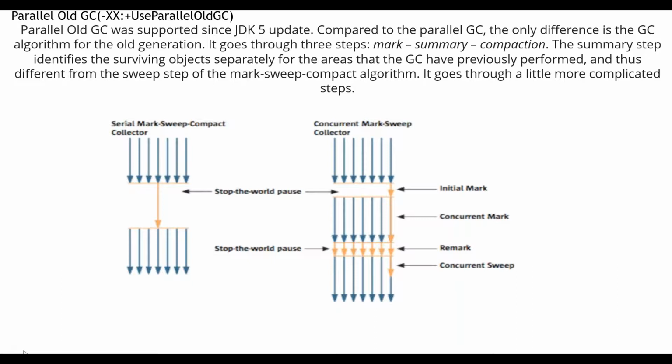Now you can see this diagram represents the phenomenon of stop-the-world very well, right? On the left side you have the serial mark-sweep-compact, and on the right side you have the concurrent mark sweep collector. In CMS there is an initial mark, then concurrent mark, remark, and then sweep. You can see the stop-the-world pause in the serial GC is huge, but in the other GCs like CMS and parallel GC it is reduced, because multiple threads are doing the job, right?